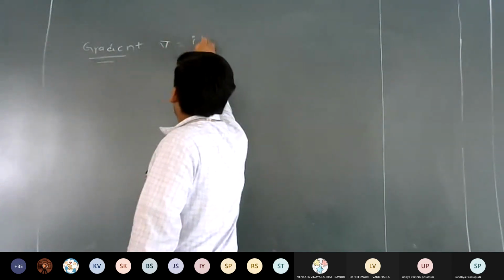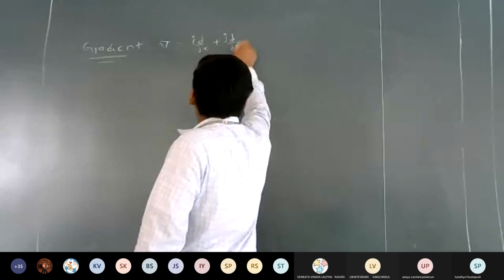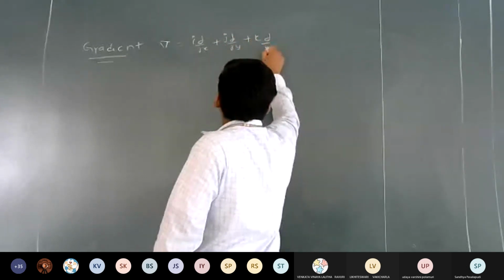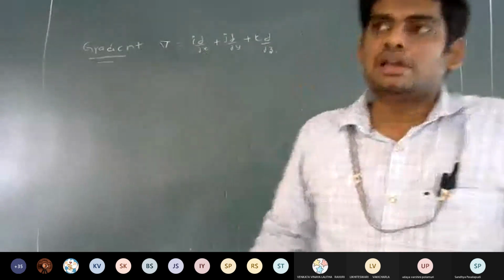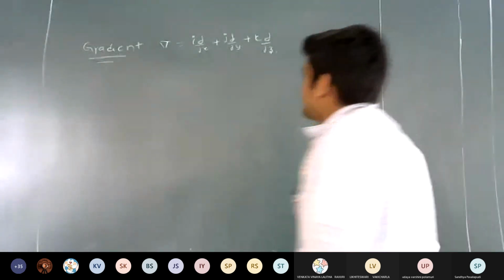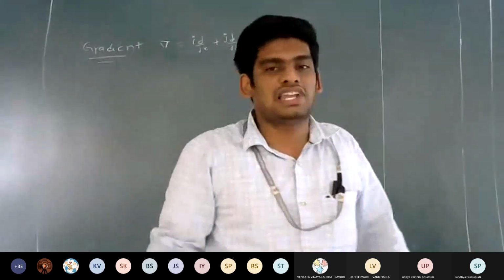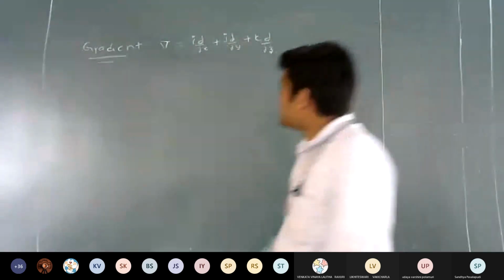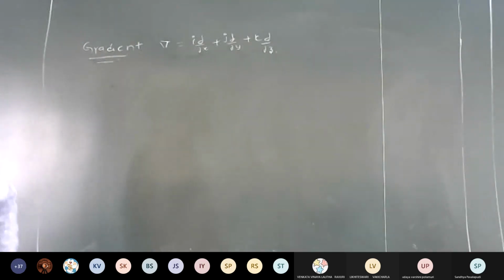It is defined as i into dou by dou x plus j into dou by dou y plus k into dou by dou z. If you apply the gradient to a scalar field, then you will get a vector. That is, the gradient of a scalar field is a vector. Next, based on the gradient definition, we have many definitions.